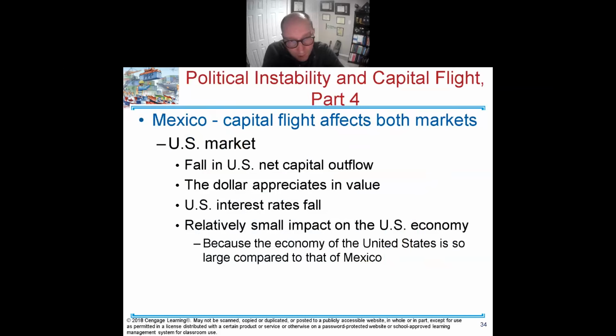When that situation happened in Mexico in 1994, there was a flight of cash, right, that came out of Mexico. It impacted both the United States and Mexico. There was a fall in net capital outflows to the United States. The dollar appreciated in value. The interest rates came down. But those changes were much smaller in the United States than compared to what happened in Mexico during that time.